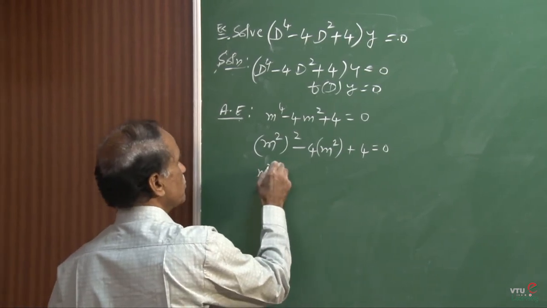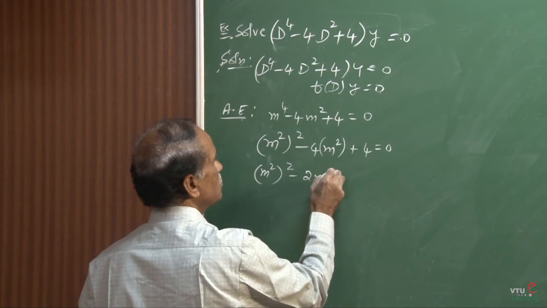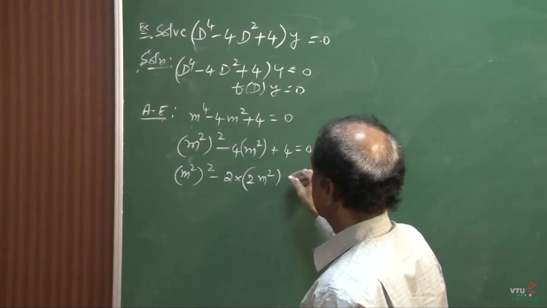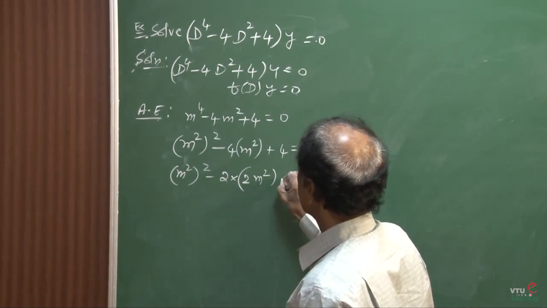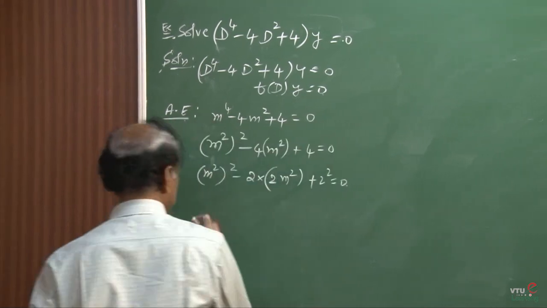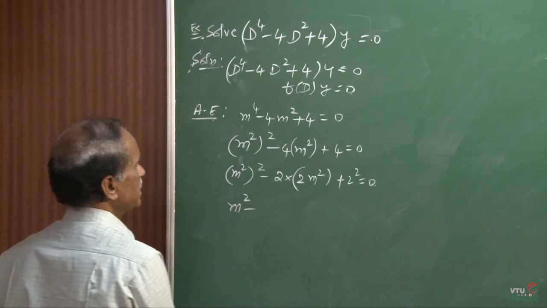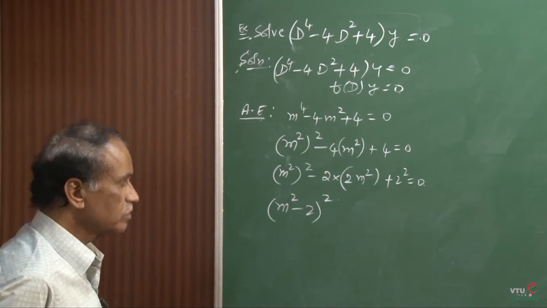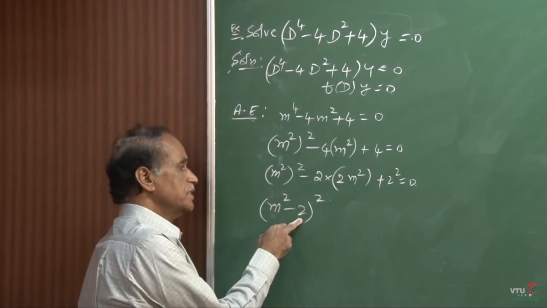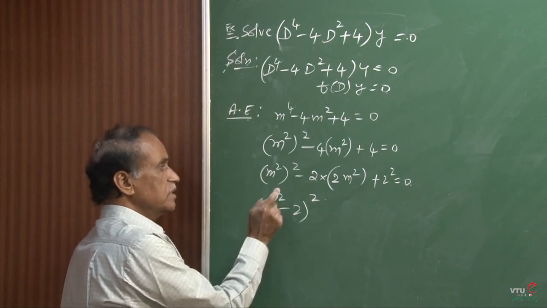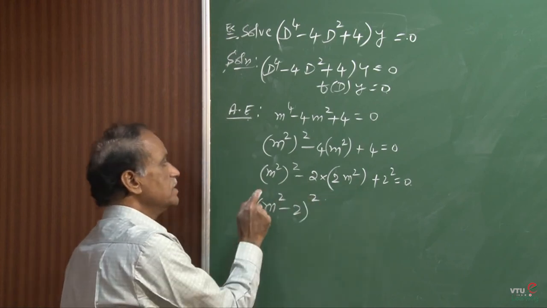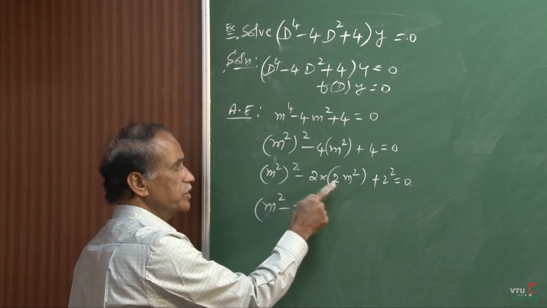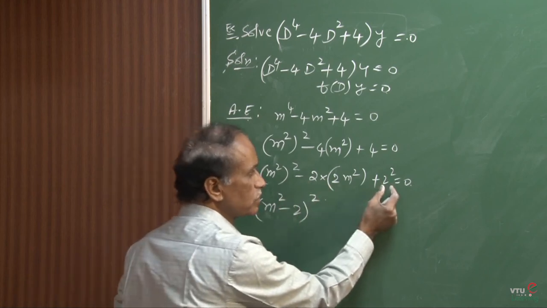Otherwise, this can be written as (m square) whole square minus 2 into 2 times m square, plus 2 square, is equal to 0. Then it must be (m square minus 2) whole square. Verify this. Treat m square as one term and 2 as the second term: (a minus b) whole square is a square minus 2ab plus b square. a square is (m square) whole square, minus 2ab is minus 2 into 2, that is 4 m square, and b square, 2 square, is plus 4.